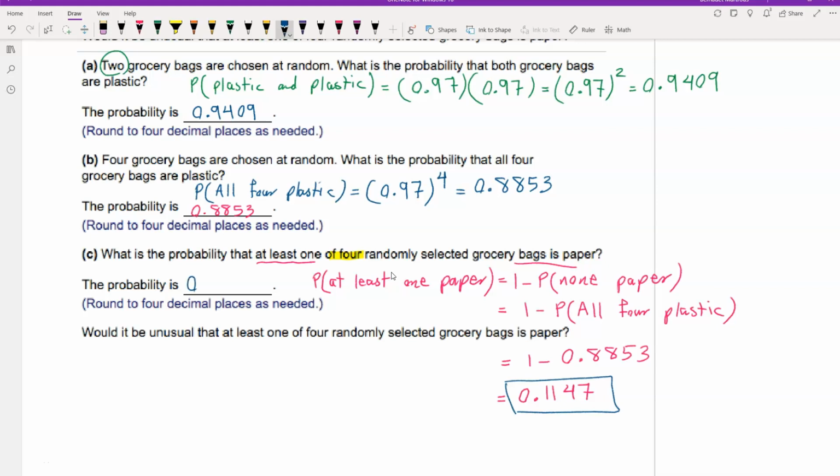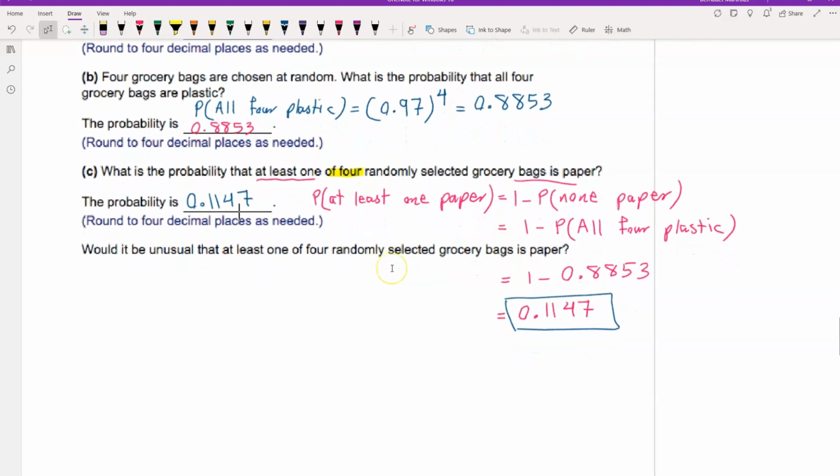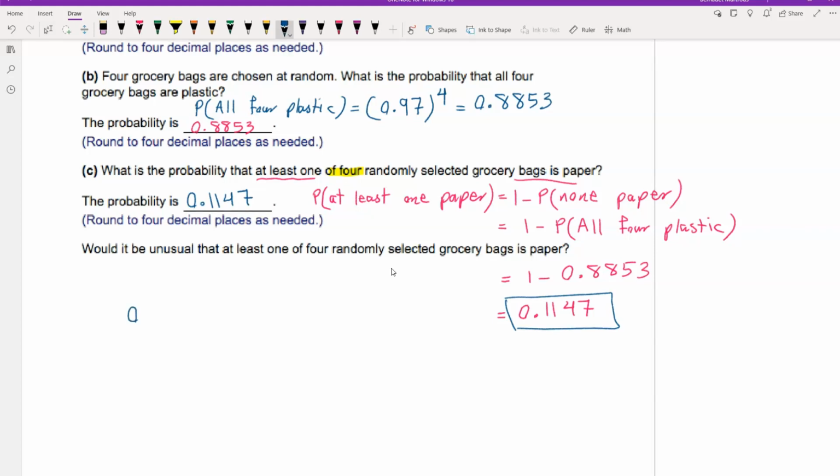So the probability is 0.1147. And then it's asking, would it be unusual that at least 1 of 4 is paper? So here again, when it's asking for unusual, we should compare with 5%. And if that number was less than 5%, that means it's unusual. If it's not, it's not unusual. So in this case, this number is not less than 5%. That means it's not unusual.